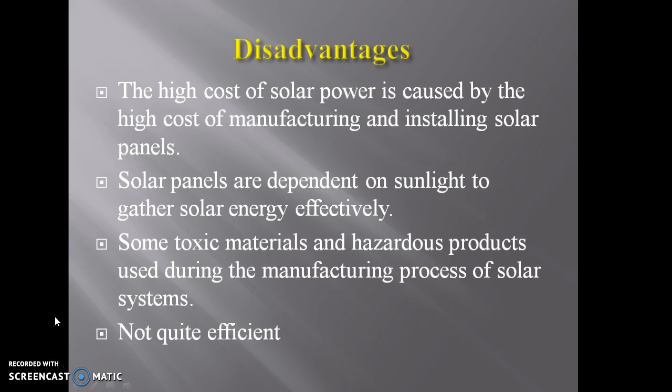Despite all the benefits I listed, there are some disadvantages. The high cost of solar power compared with traditional sources of electricity generation is caused by the high cost of manufacturing and installing solar panels. Although solar energy can still be collected during cloudy days, the efficiency of the solar system drops significantly. There are also some toxic materials and hazardous products used during the manufacturing process of solar photovoltaics, which can indirectly affect the environment and humans.